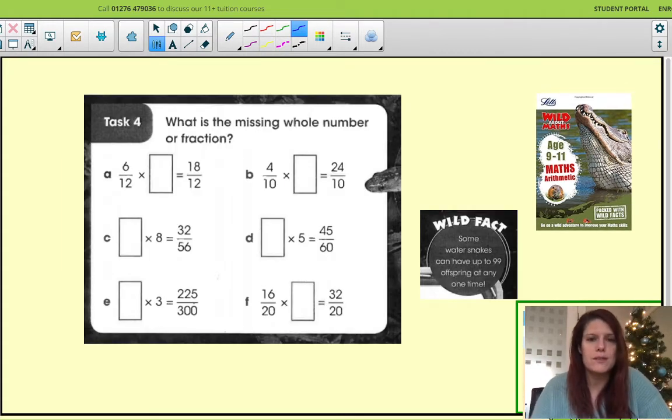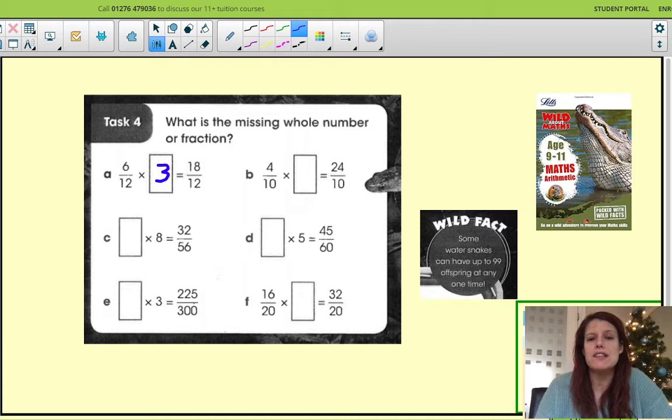Task 4, what is the missing whole number or fraction? So you are having to work backwards through this problem using the inverse operations. So 6 twelfths times something gives you 18 twelfths. Obviously 6 times 3 is 18. So it would have been 3 over 1 then. 12 times 1 would be 12. So the missing number was 3. It was a whole number that needed to be done.